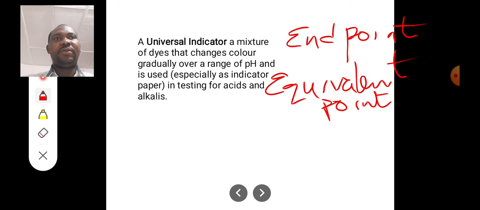I want to quickly get a table that will help us differentiate between endpoint and equivalence point. But that is the major definition or major difference between endpoint and equivalence point. So please, let's take notes.